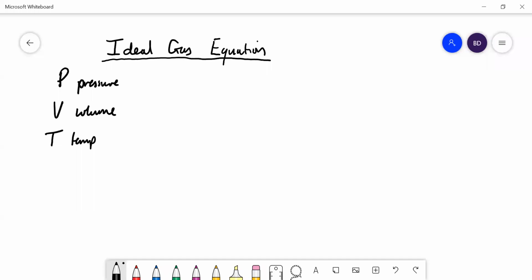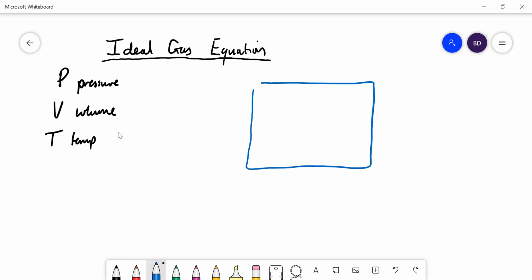Okay, we're going to talk about the ideal gas equation. Now, let's see what an ideal gas is. So here's a container, and I've got gas in there. So here's my gas molecules, and we know that they're all going to be flying around in a random way.